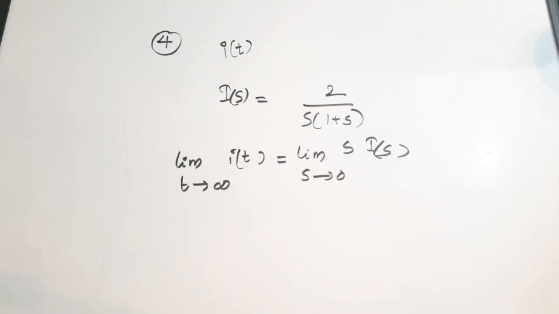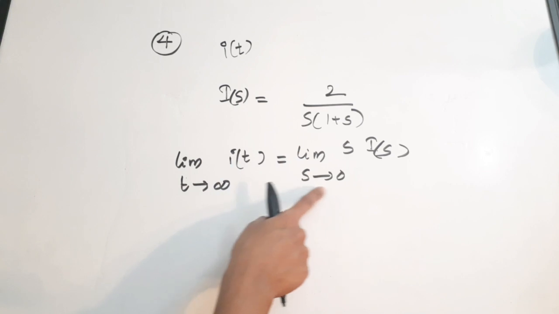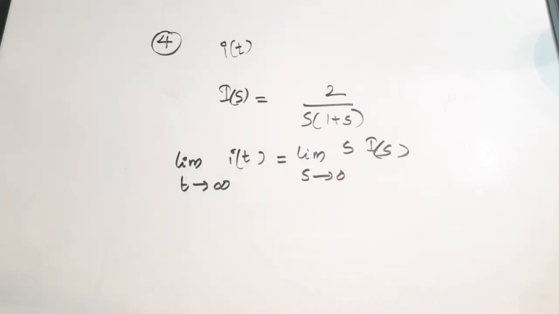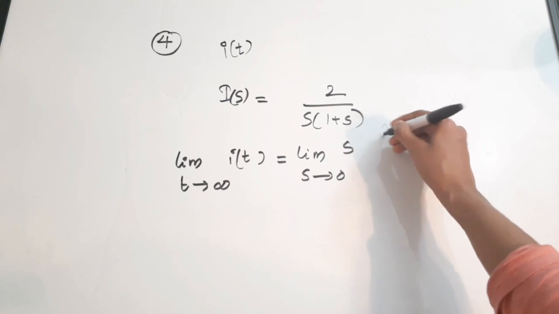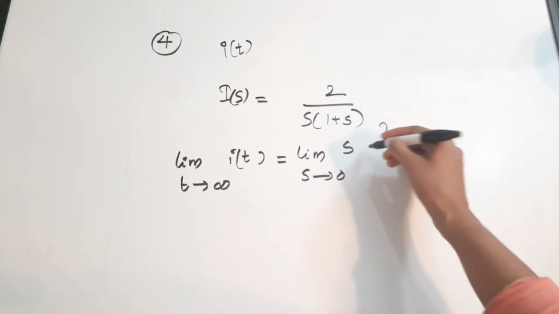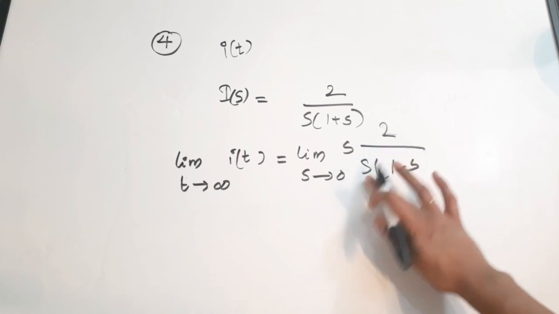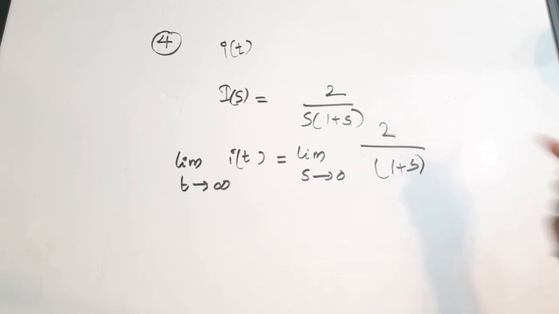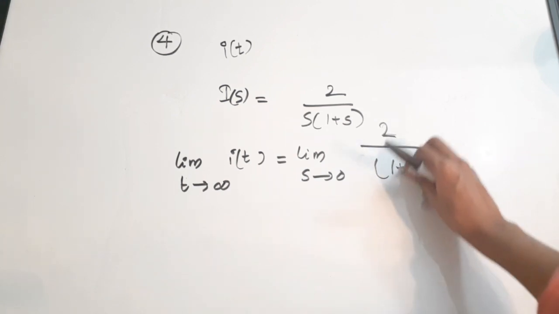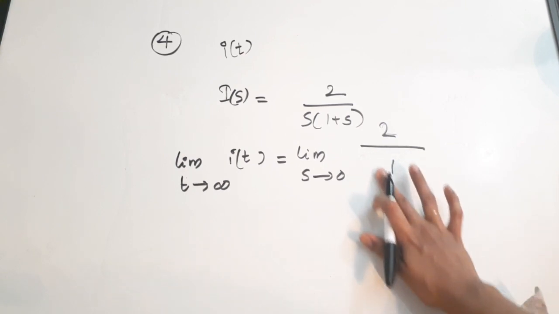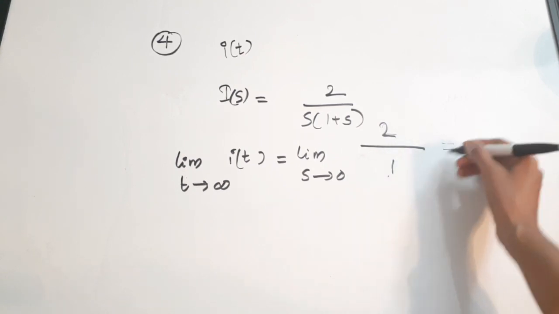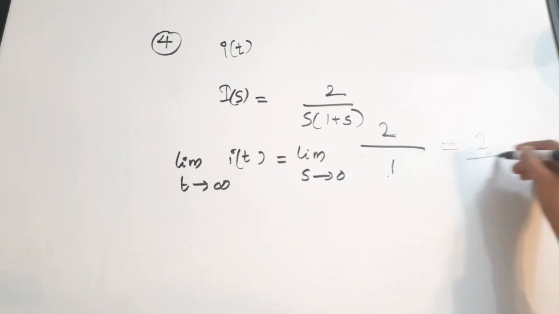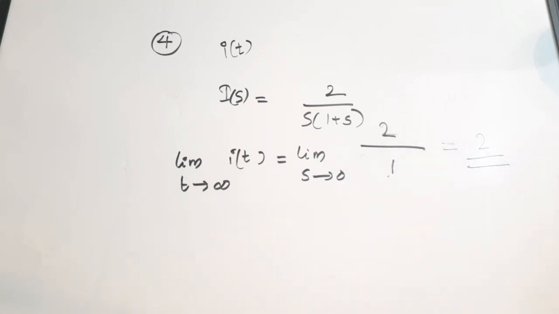So we'll find limit s tends to 0 of s into I of s. We substitute the value of I of s, which is 2 by s into 1 plus s. Here s and s get cancelled. As s tends to 0, 1 plus s will be 1, simply 1. So it is 2 by 1, and the answer is 2. The correct answer is 2, which is option C for question 4.